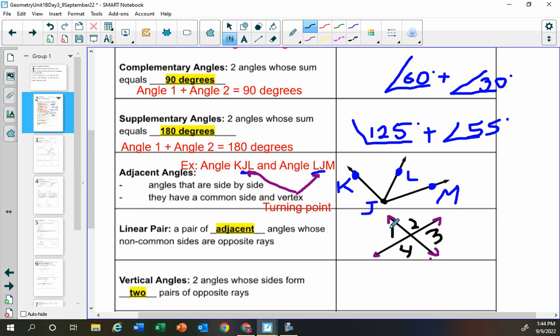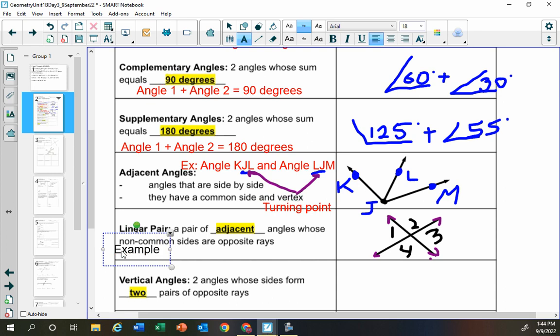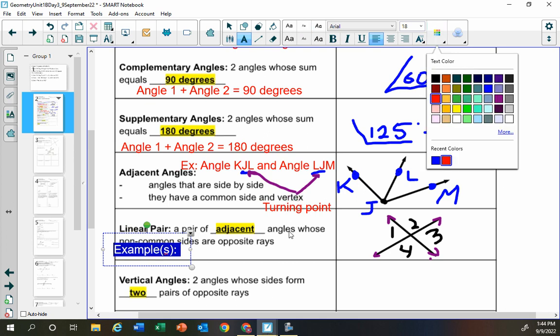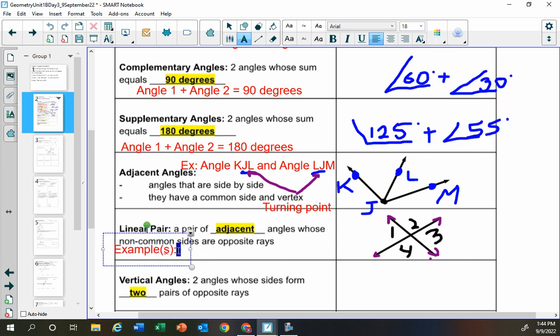So basically, all right, I'll give you an example. Somebody, anybody. All right, what number? Somebody give me a number. 1, 2, 3, or 4. Somebody start with a number. Somebody said 4. Who said it? Okay, thank you, Brooklyn. So, example, angle 4 and angle.